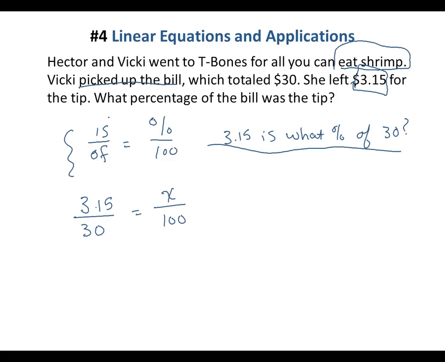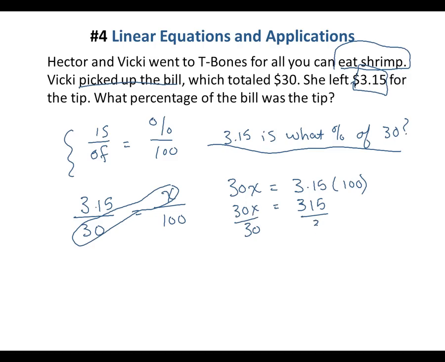Well, I got the percent part, but you guys have to figure out which one is the "is" and which one is the "of," don't you? The "is" is always the part, the 315. The "of" is the 30. That's what you're trying to figure out. 315 is what percent of 30? Isn't that what you're trying to figure out? I'm going to write it right here: 315 is what percent of 30?